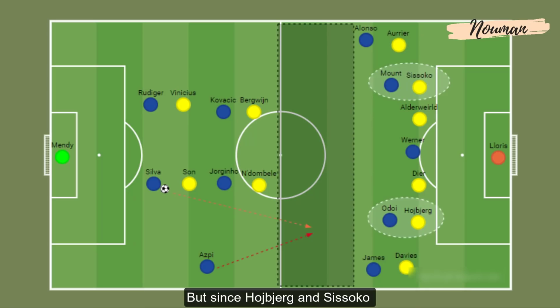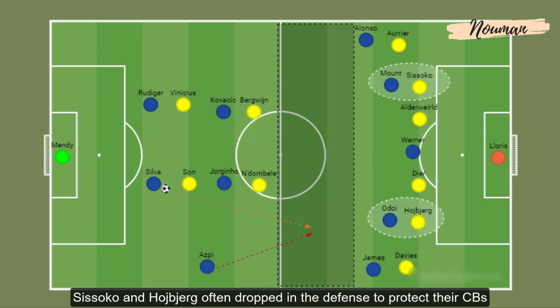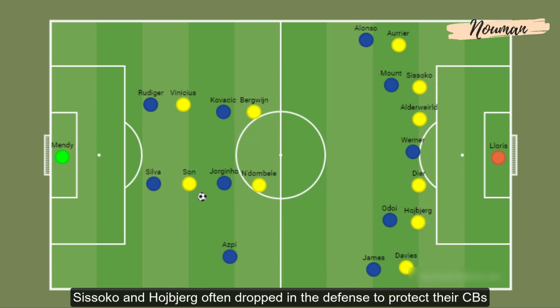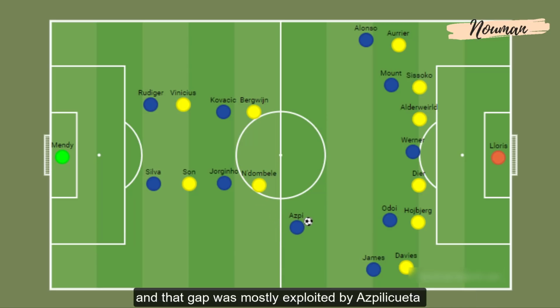But since Hojbjerg and Sissoko were covering Mason Mount and Callum Hudson-Odoi, whenever Mason Mount and Hudson-Odoi joined the front line, Sissoko and Hojbjerg often dropped into the defense to protect their centre-backs. This created a big gap in between the lines for Chelsea to exploit, and that gap was mostly exploited by Azpilicueta, who was often able to drift into the midfield with possession.